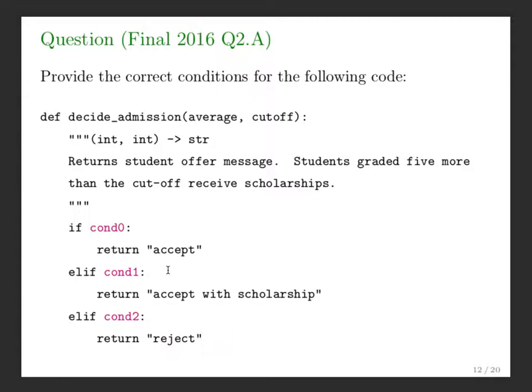Here's another question from a final. Final 2016, question 2, part A. This question asks this. Write me a function which decides admission given the average for a student and the cutoff. Right? So we should return the string accept if the student has a mark past the cutoff. We should return accept with scholarship if the student not only passes the cutoff, but passes the cutoff by 5. And then we have to reject the student if the student is less than the cutoff.